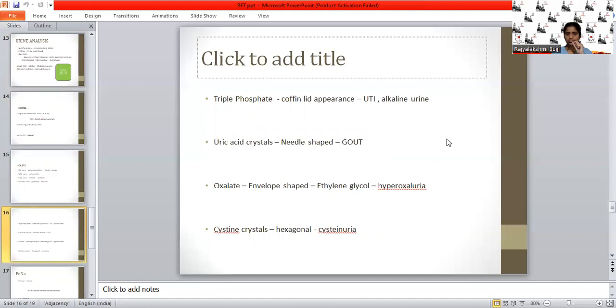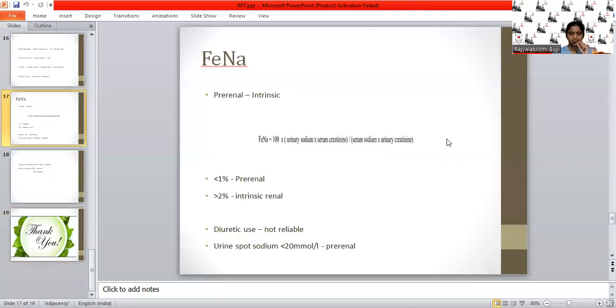The shape of the crystals will be needle shape. Oxalate crystals are envelope shaped. We can see them in case of ethylene glycol poisoning and hyperoxaluria. Cystine crystals are hexagonal. We can see them in case of cystinuria.